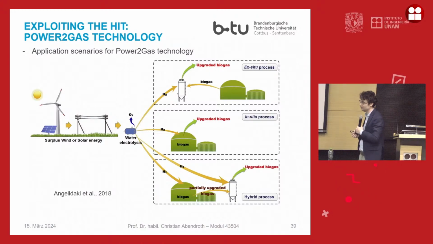And the in situ process has a very big problem. Do you know which? What would happen? No one has an idea? What would happen if we take a co-digester, which is fed with biomass, and suddenly we pour in a lot of hydrogen? No one has an idea?